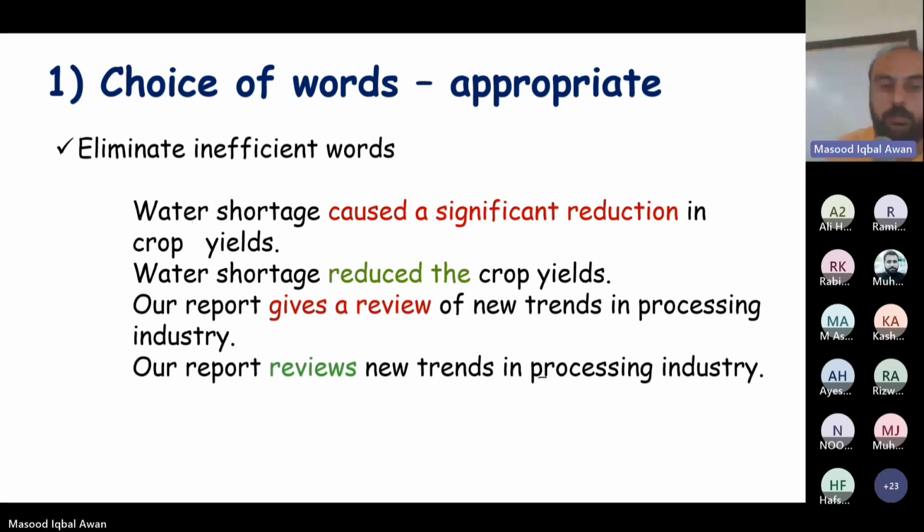And there are some inefficient words. For example, "water shortage caused a significant reduction in crop yields". And if I write "water shortage reduced the crop yields", it means the same thing, but with fewer words. "Our report gives a review of new trends in processing industry" is the same as "our report reviews new trends in processing industry", but now I'm writing in fewer words.